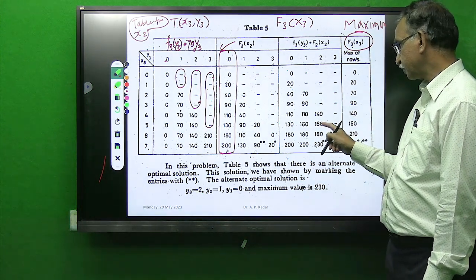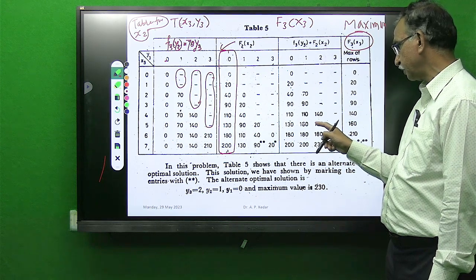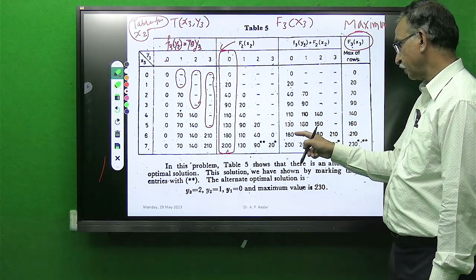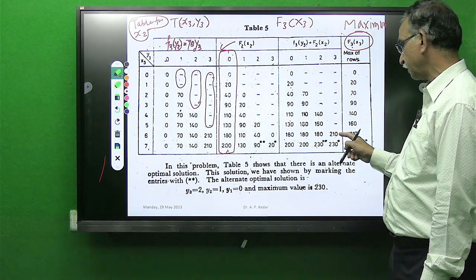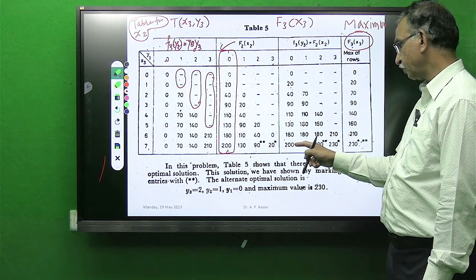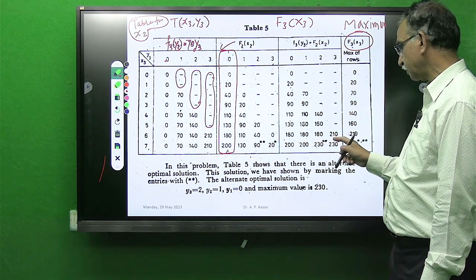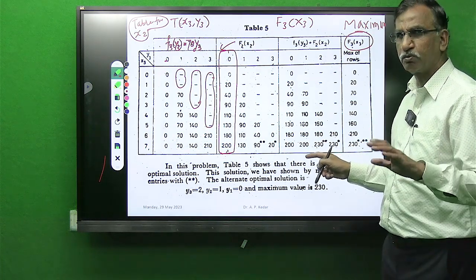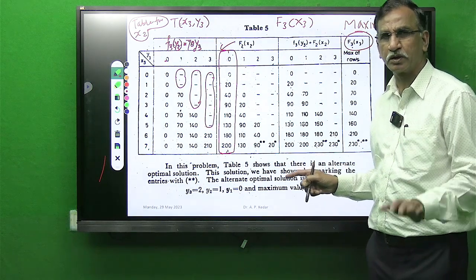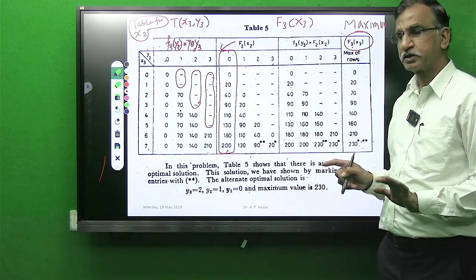Here 160 is maximum. Here 180, 210 is maximum. Here 200, 230. We are getting it at more than one place. Do not bother. We are interested in the maximum value.